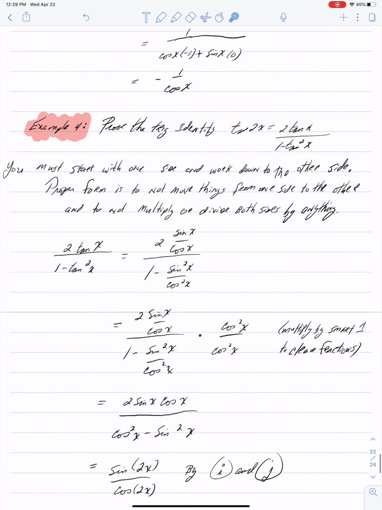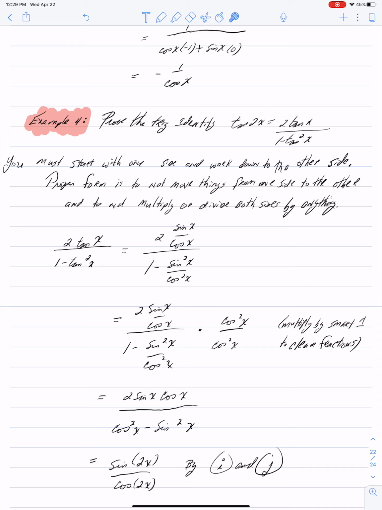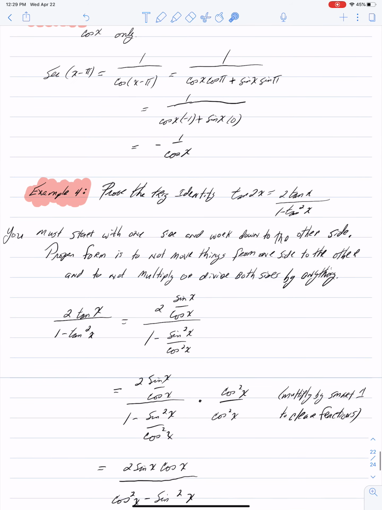All right, finally, example 4 is how do we prove a trig identity using these trig identities we already know. So here's one, tangent 2x. Show that it's equal to 2 tangent x over 1 minus tangent squared.